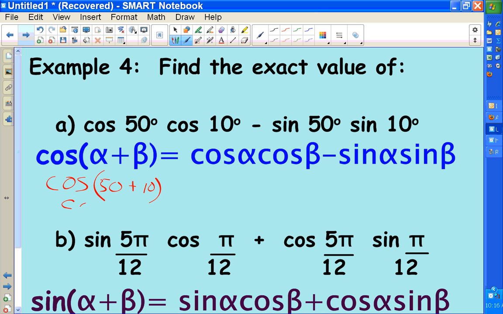Which is the cosine of, which is a half. So this mess right here simplifies to a half. It's just annoying. Learn the formulas and you'll earn 3 points.